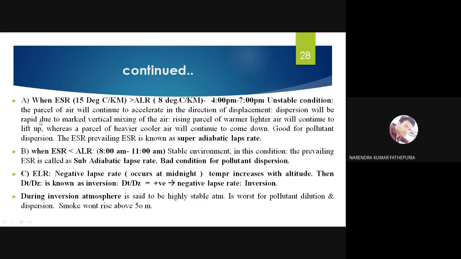And this condition is good for the environment. It's an unstable condition, because a highly unstable environment will be good for pollution dispersion. This is the simple concept for it. The environment is highly unstable when the ELR is greater than the ALR. In that condition, it is good for pollution dispersion and the sky will easily be clear of pollution. The second is when the ELR is less than the ALR, which occurs in the morning hours, 8 a.m. to 11 a.m. A stable environment it is, as I told you.